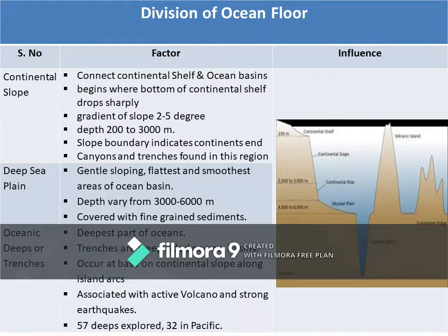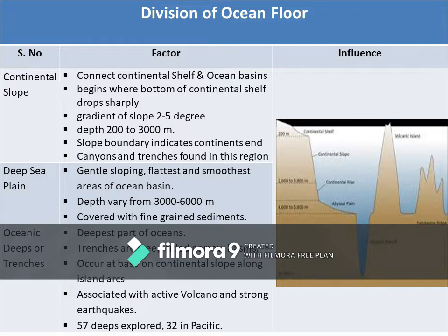About continental slope, the continental slope connects the continental shelf and the ocean basins. It begins where the bottom of the continental shelf sharply drops off into a steep slope. The gradient is 2 to 5 degree, depth is 200 to 3000 meter, and slope boundary indicates the end of the continents. Generally, canyons and trenches are observed in this region.